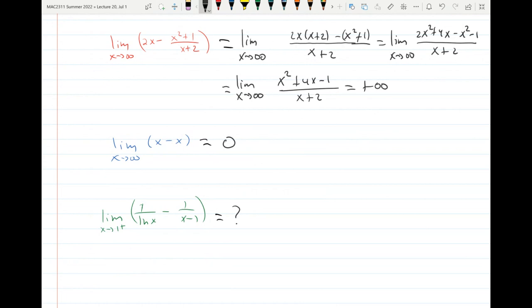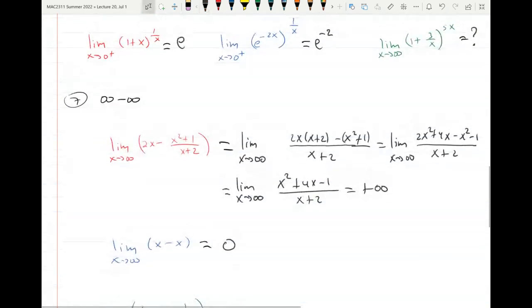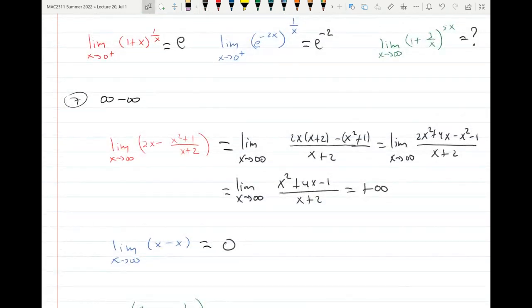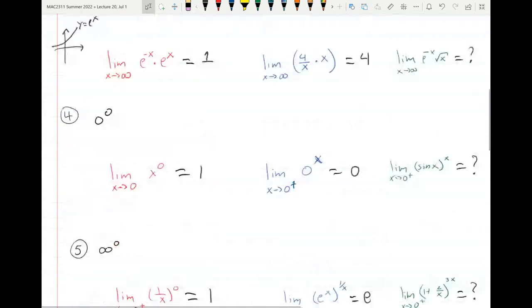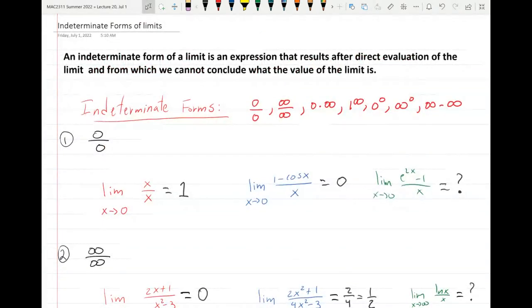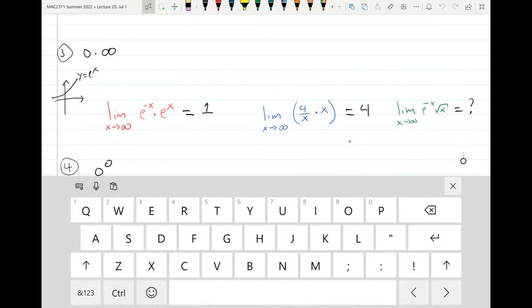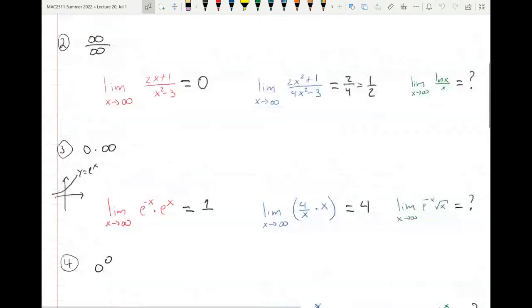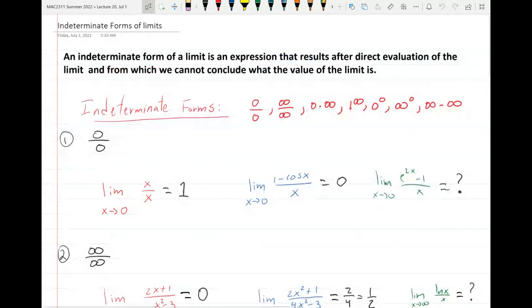All right. So what I've just done is justify to you why these 7 forms are called indeterminate forms of limits. So you need to know this. You have to, because you need to be able to recognize that you are in the presence of an indeterminate form. So if any of these forms show up, it means you need to do something. You cannot just leave it like that. You cannot deduce the answer from there.